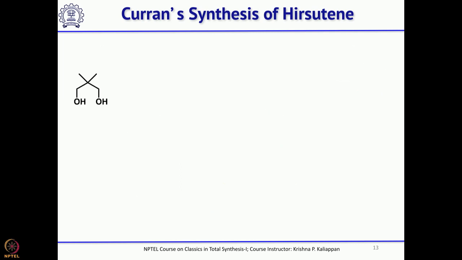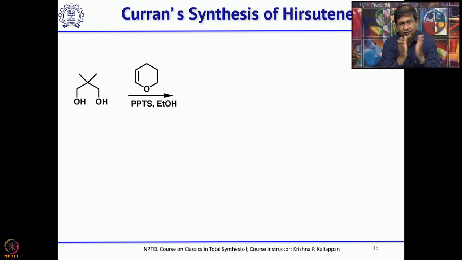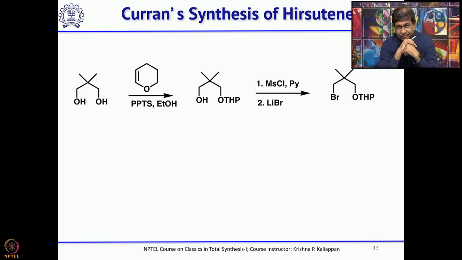For that, he started again from a commercially available 1,3-diol having a gem dimethyl group, and selectively one can protect one of the alcohols because this is a symmetrical diol. So you protect one of the alcohols as the corresponding THP ether. So it's also very simple and straightforward. Then the other alcohol you convert into a bromo compound. So this is the second precursor.